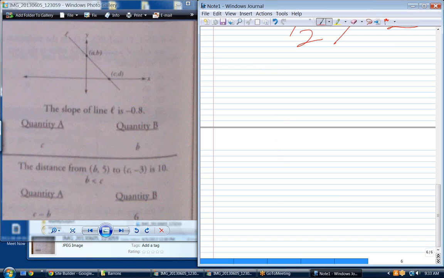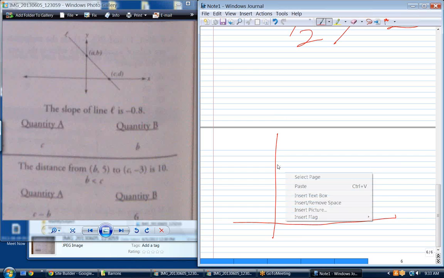Okay, let's lay out the grid. We know that the slope is negative 0.8. Let's see, that's a number less than 1. So it's going to be flatter, right? In other words, if I look at this line here, which is the 45-degree angle, I know that the slope they're talking about goes like that. Okay, in other words, it's flatter more than steeper. You know what I'm saying by that? Yes. Okay.